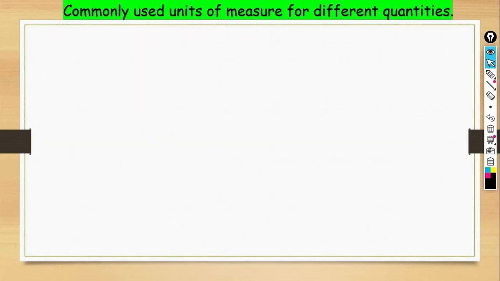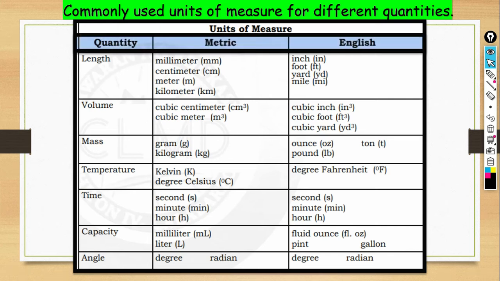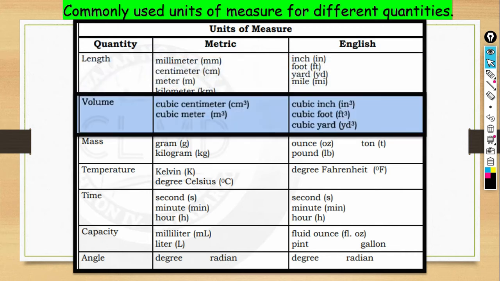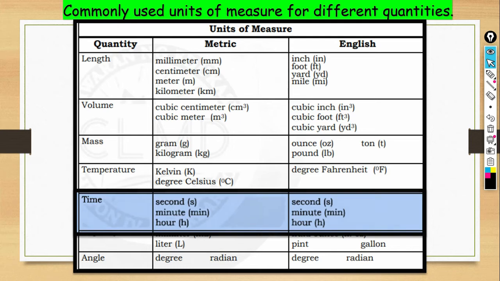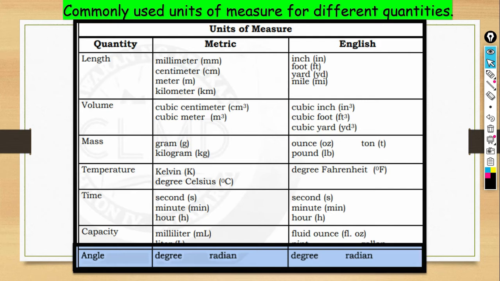So we have here the commonly used units of measure for different quantities. So tingnan natin yung table. Nandito yung ating quantity and then yung measurement nila by metric and English. So, nandyan yung sa length. Ayan. Ito naman yung sa volume, mass, temperature, time, capacity, and angle.